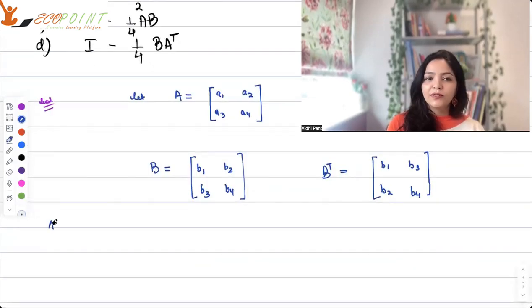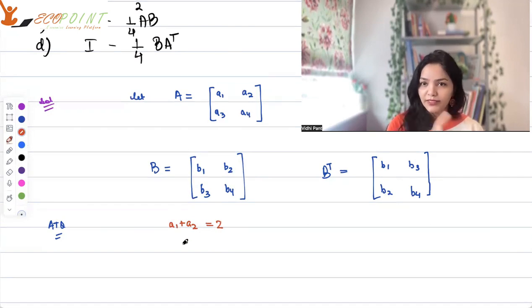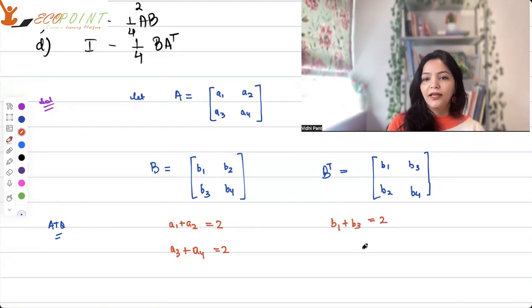According to the question, what is given to us? According to the question, मुझे बताया गया है कि A1 plus A2, rows of A is equal to 2, individual rows का जो sum है. A3 plus A4 is equal to 2. इसी तरीके से columns of B. So B1 plus B3 is equal to 2 and B2 plus B4 is equal to 2. So somewhere, of course, I will have to make use of this.